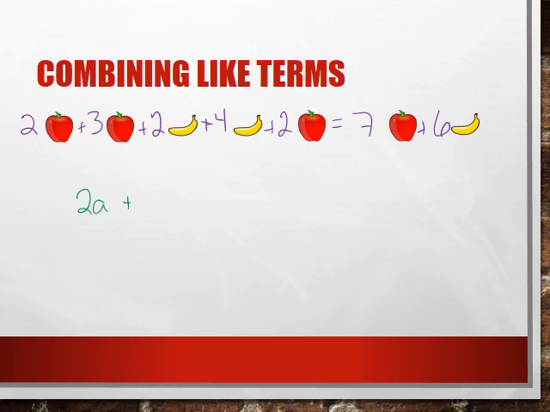2a plus 3a plus 2b plus 4b plus 2a. The only thing that has changed is I'm no longer using pictures. I'm using letters. So my grand total here is to say that I have 7a plus 6b.